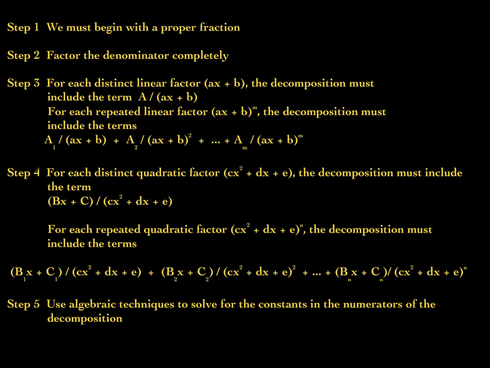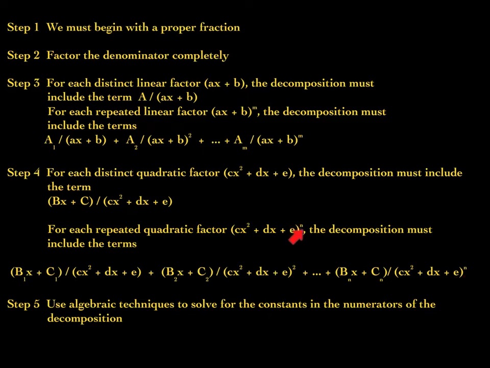If your quadratic factor is a repeated quadratic factor, then the decomposition must include the terms. Now you have a linear factor as the numerator over the quadratic factor, a linear factor again over the quadratic factor, but notice that this time it's raised to the power of 2, and the next denominator will be the quadratic factor raised to the power of 3, and then to the power of 4, and so forth until you have it raised to the power of n.